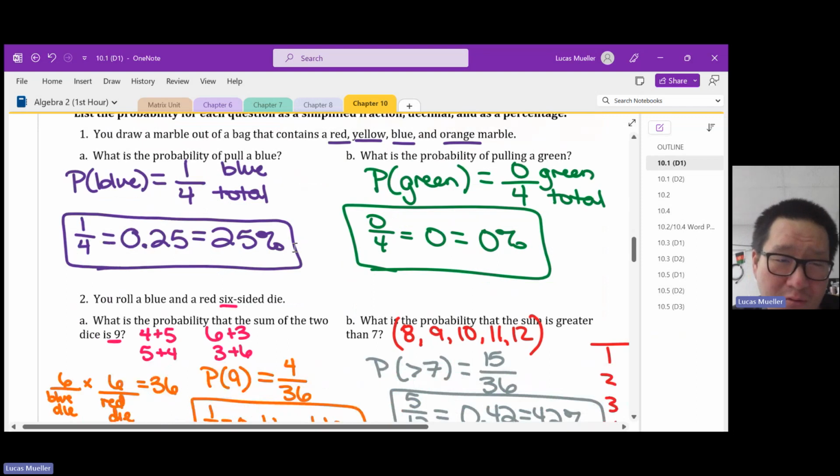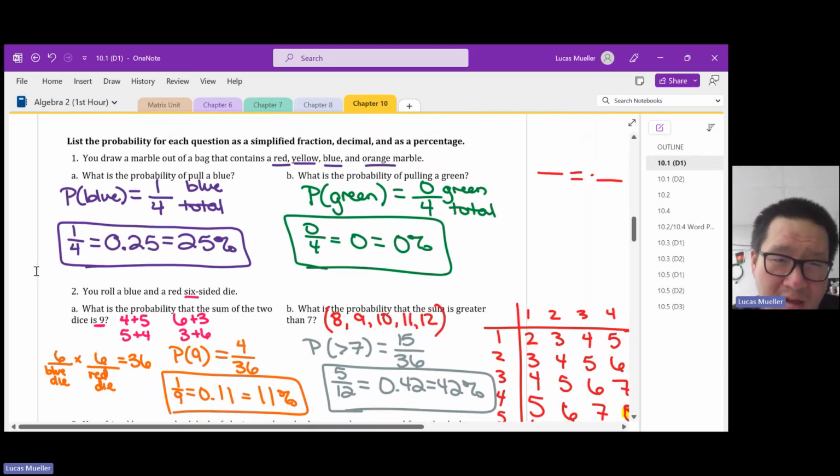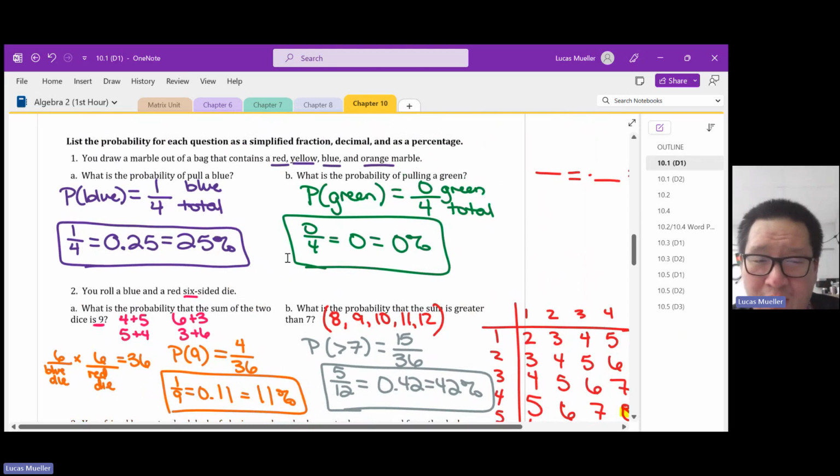So we have a marble that we want to pull out of a bag that contains a red, yellow, and a blue and an orange. Probability of pulling a blue just means that we have 1 blue inside the bag we can pull out, and we have 4 total. So we have a 1 in 4 chance, or 1/4, which is equal to 0.25 or 25%. Whereas if we have a green that we want to pull out, well, there are no green in this bag out of 4 possible, so it's 0/4 or 0 or 0%. It is impossible to pull a green marble out of the bag.